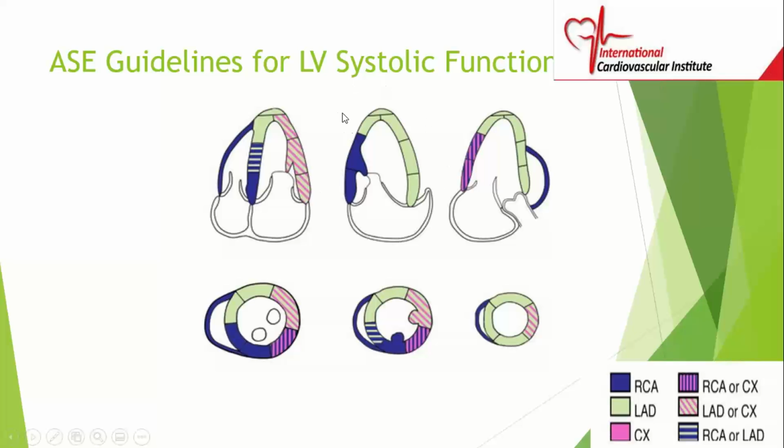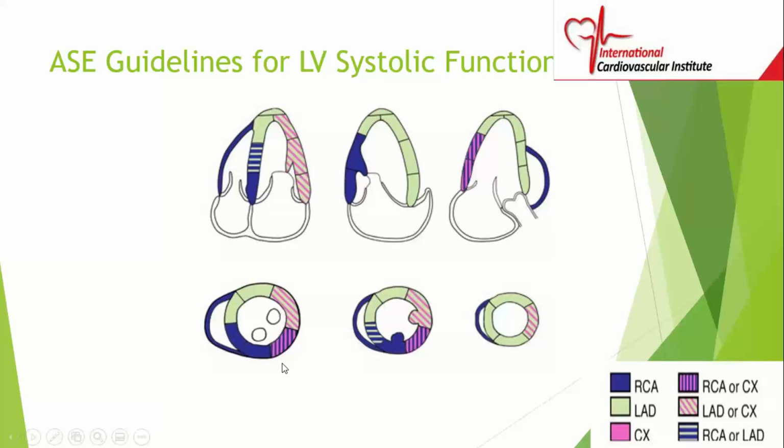This is our two-chamber view. So basal and mid is usually the RCA. And then the anterior wall and a portion of the apical inferior wall is the LAD. And this is our long axis view. This is our anterior septum, LAD, and then the inferior lateral wall is the RCA and circumflex. So try and get a rough idea of the blood supply.